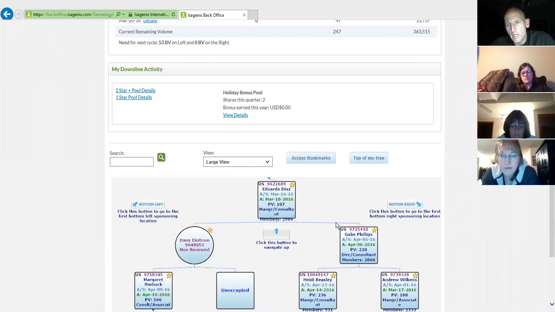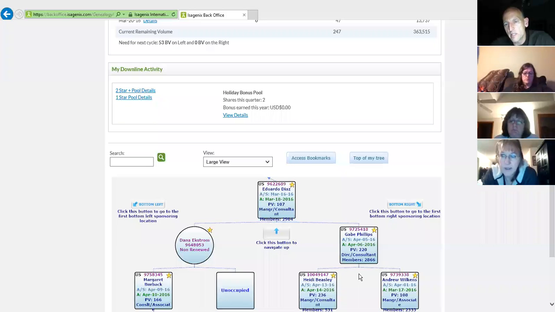Now, if he decided to enroll somebody on his right or his left, and if he was brand new, this is all he would see. This would say unoccupied, this one would say unoccupied, and this would say sponsor new associate in this position recommended. Actually, I shouldn't say brand new. If he's never enrolled anybody, it would say sponsor new member in this position recommended, and then he would wonder, why do I have all these people over here?